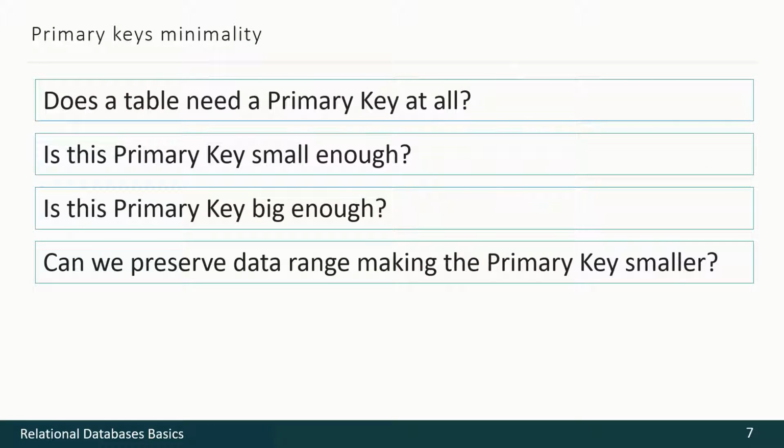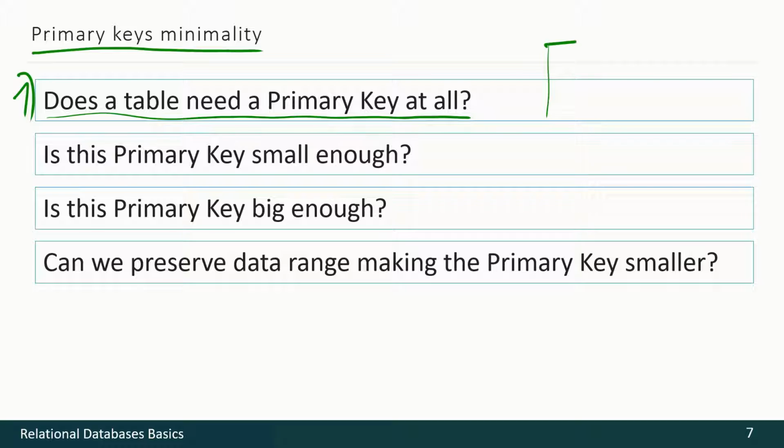The next idea is about primary keys minimality. We have to ask ourselves several questions. Does our table need a primary key at all? Of course, most tables do, but what if we have some table like some log or something like that? Such tables usually do not need a primary key, so maybe we are in such a situation.